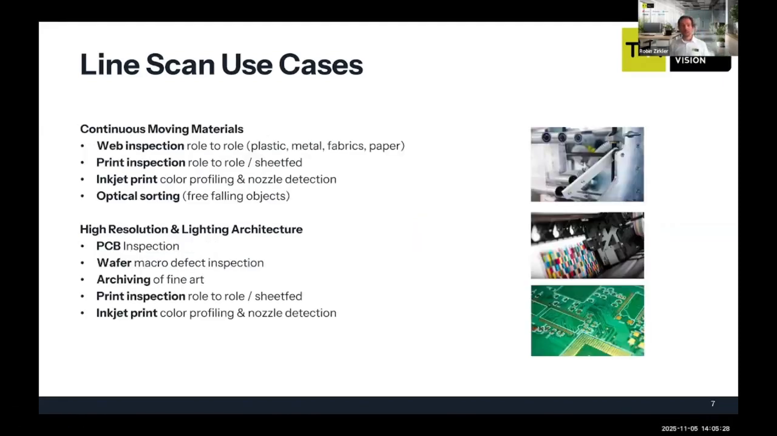So what are typical use cases for line scan cameras? On one side, we have the continuous moving materials like web inspection, so roll-to-roll, print inspection, inkjet print, or optical sorting. And we also have the high-resolution applications and lighting architectures like PCB inspection, wafer macro defect inspection, archiving, print inspection, or inkjet print like color profiling or nozzle detection.